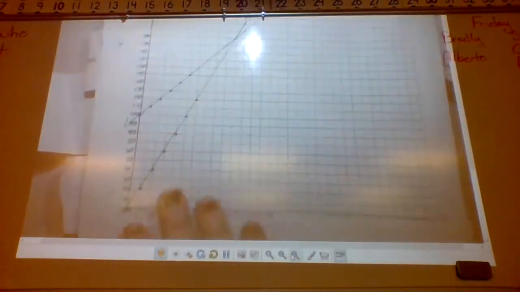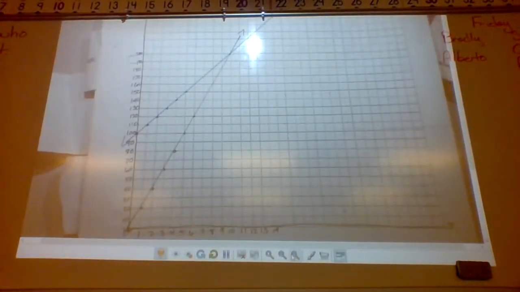Do they intersect now? Can we finally see a point where they intersect? Can we finally find this solution?